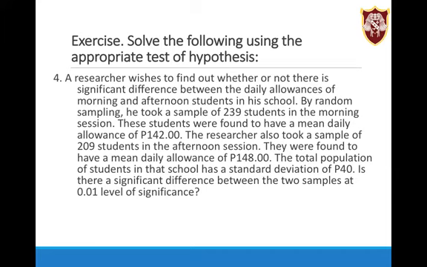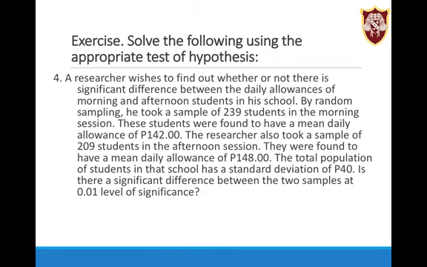They were found to have a mean daily allowance of 148 pesos. The total population of students in that school has a standard deviation of 40 pesos. Is there a significant difference between the two samples at 0.01 level of significance? Okay, so analyze the problem. Let's find out what variables are given. So random sampling, the researcher took samples from the morning and afternoon sessions to find their mean daily allowances.